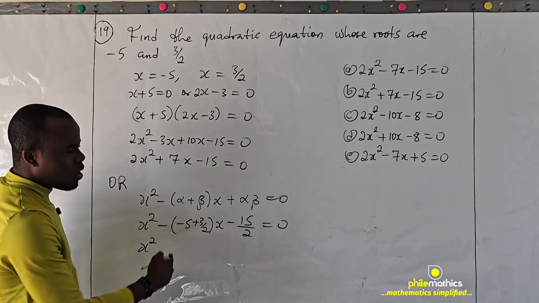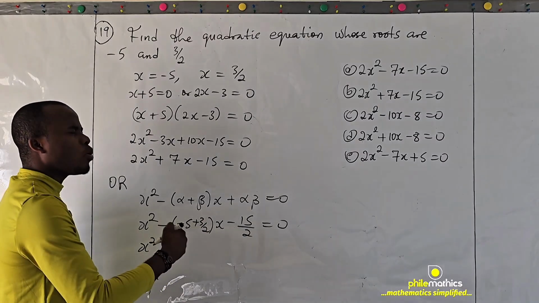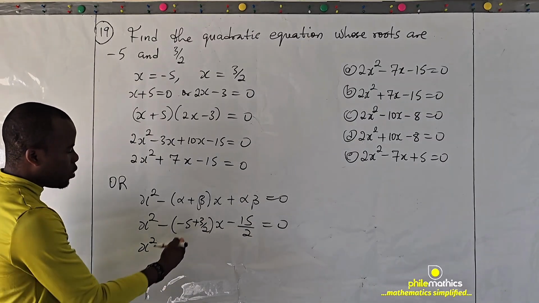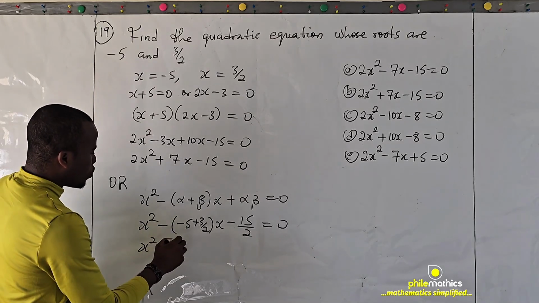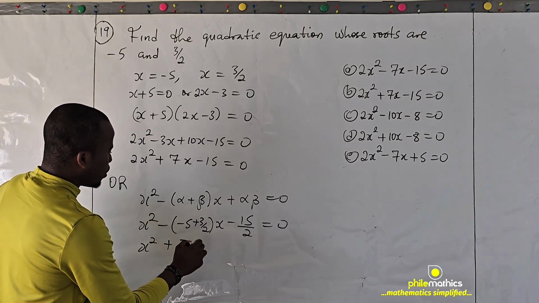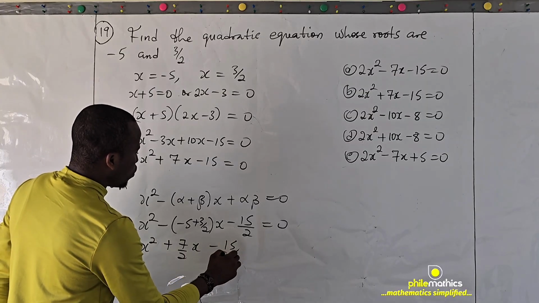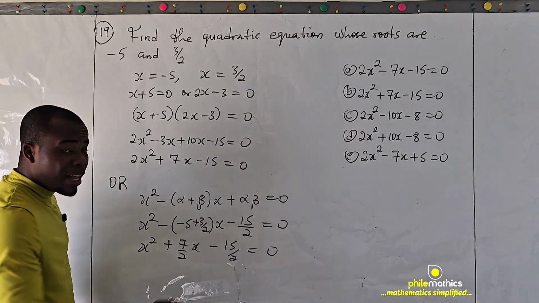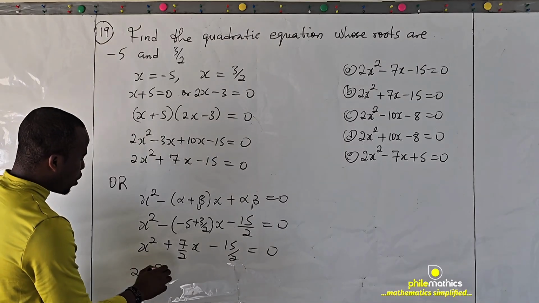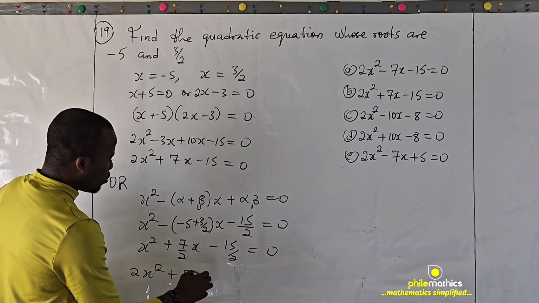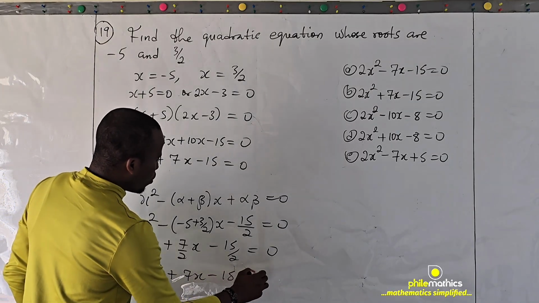2 times minus 5 is minus 10. Minus 10 plus 3 is minus 7, times minus is plus 7/2x minus 15/2 equals 0. Multiply through by the LCM, which is 2. You have 2x squared plus 7x minus 15 equals 0.